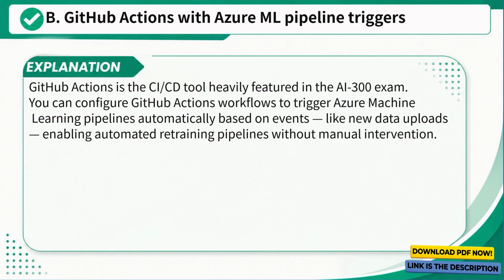Explanation: GitHub Actions is the CI/CD tool heavily featured in the AI-300 exam. You can configure GitHub Actions workflows to trigger Azure Machine Learning pipelines automatically based on events, like new data uploads, enabling automated retraining pipelines without manual intervention.